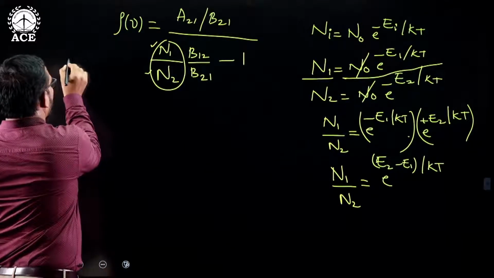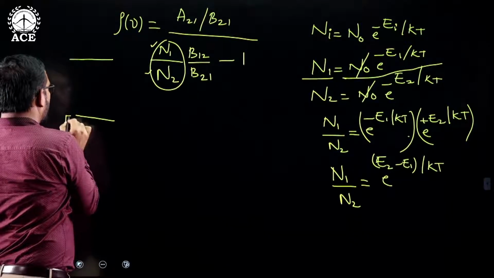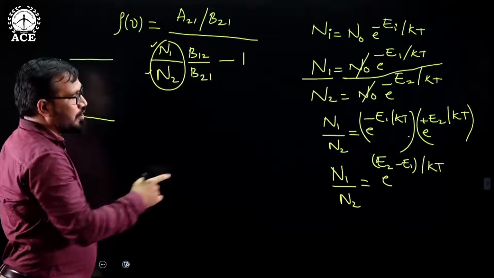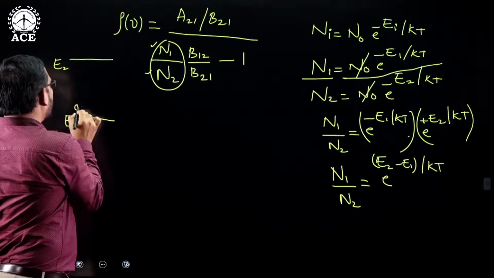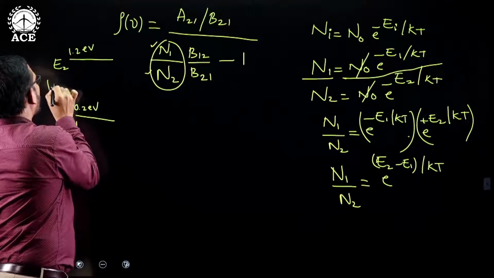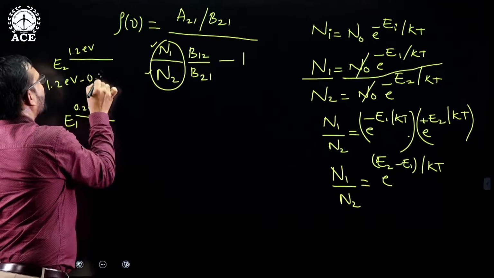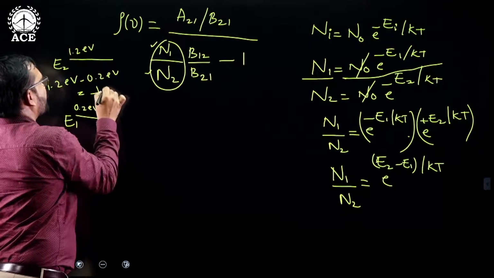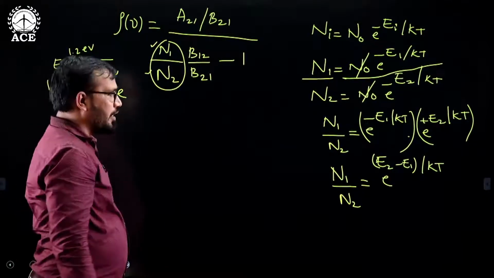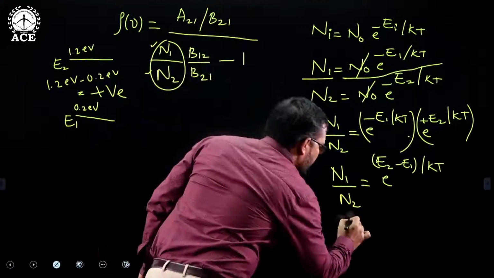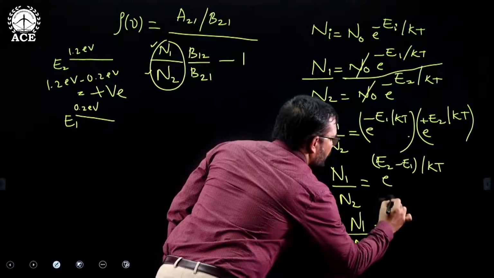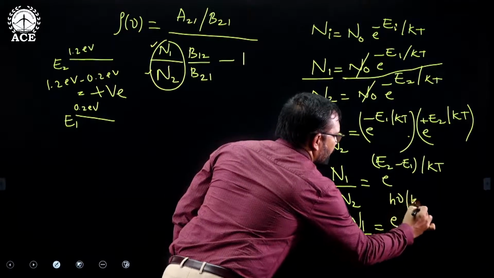What about the E2 minus E1? For example, you have two energy levels, E1 level and next E2 level. Higher energy minus lower energy. For example, if you have 0.2 electron volts here and 1.2 electron volts there, then 1.2 electron volts minus 0.2 electron volts gives a positive value. So E2 minus E1 means positive energy. Energy means h nu. What are you going to get? N1 by N2 is equal to e to the power of h nu by kT.